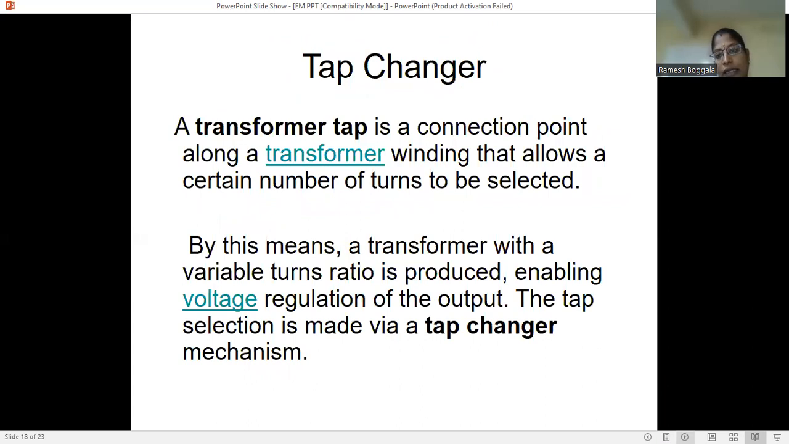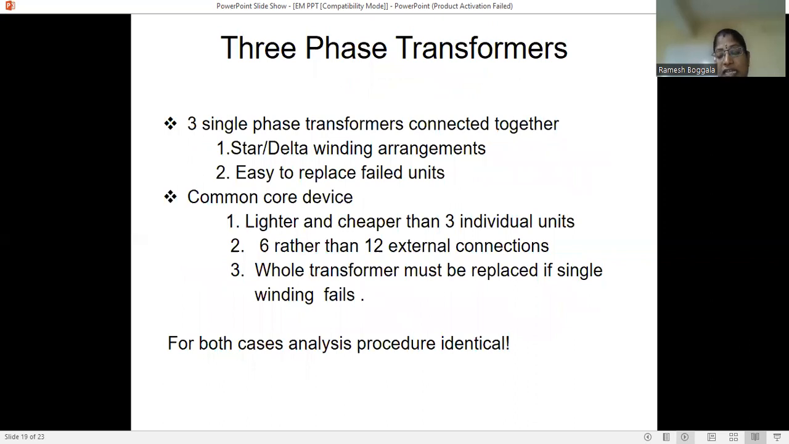So what is meant by tap changers? The transformer tap connection is a point along the transformer winding that allows a certain number of winding turns to be selected. So if you want only 50% of the winding, you can use a tap changer for the transformer. By means of this, the transformer has a variable number of turns, which enables voltage regulation of the output. The tap selection is made by the tap changer mechanism.